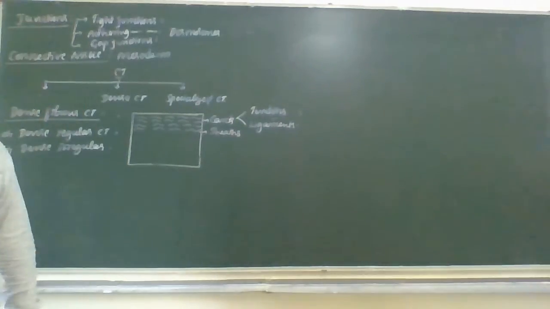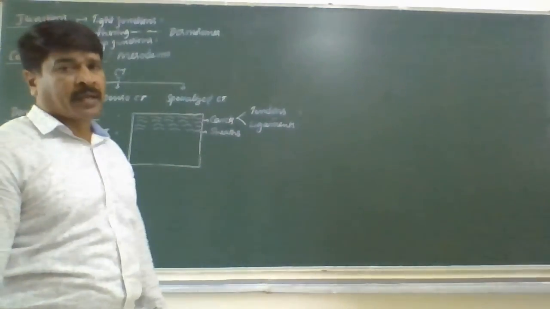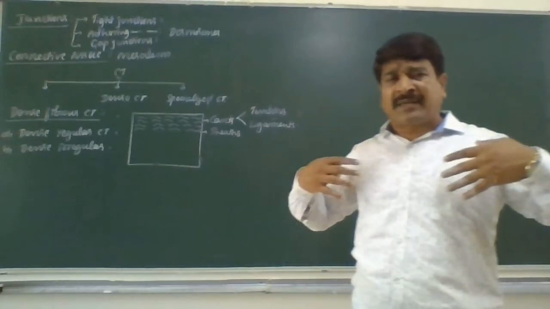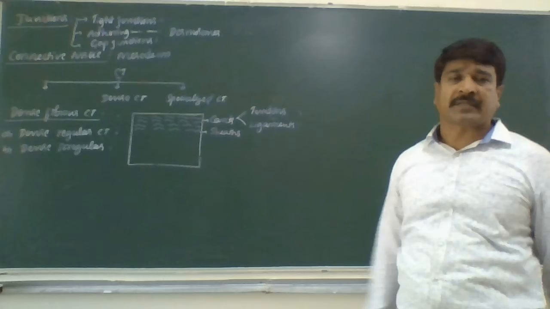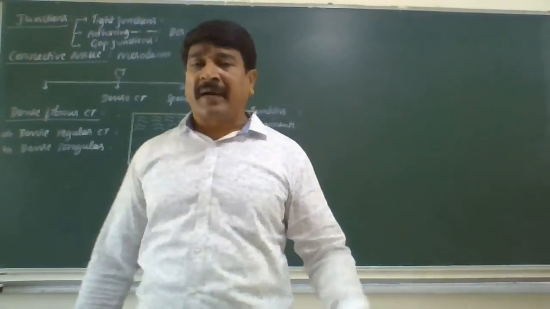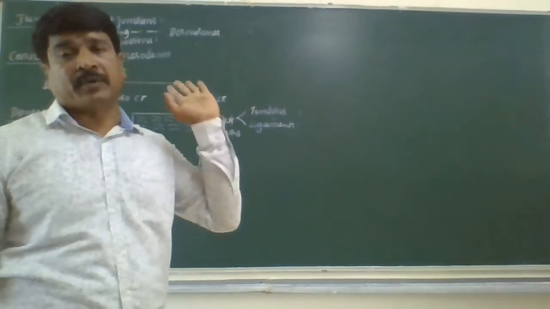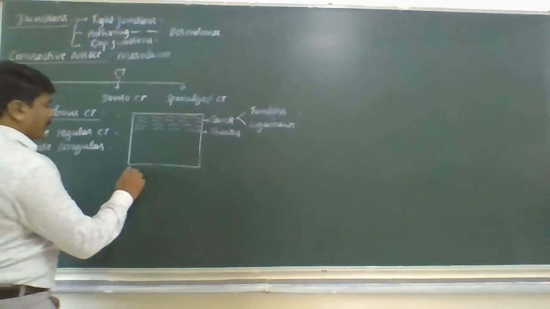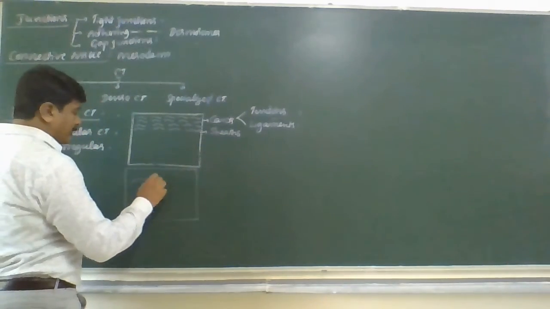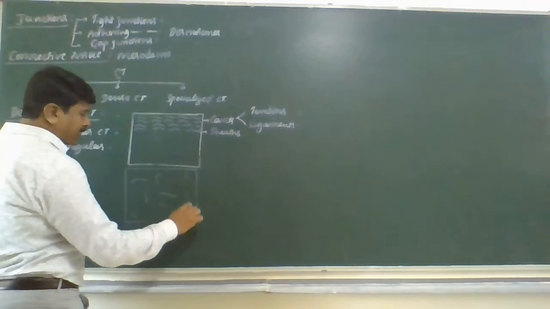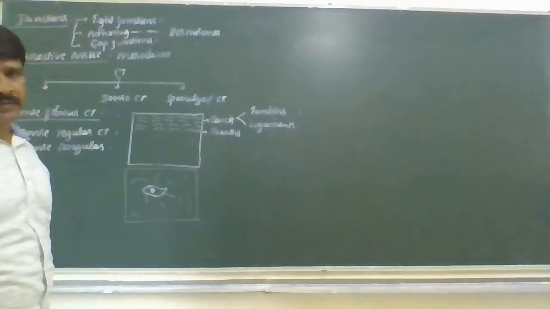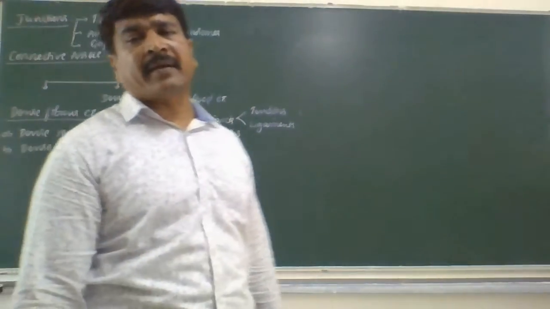Now let us move into the dense irregular connective tissue. Here the orientation of fibers is not at all regular. They always run in all directions in the matrix. In addition to the fibers, the matrix also contains a small number of fibrocytes. Look, in this way the fibers go in all directions. Here in the regular type there are rows, but here it is not like this. They run in all directions. In between, some fibrocytes we can find. That is why it is called dense irregular.